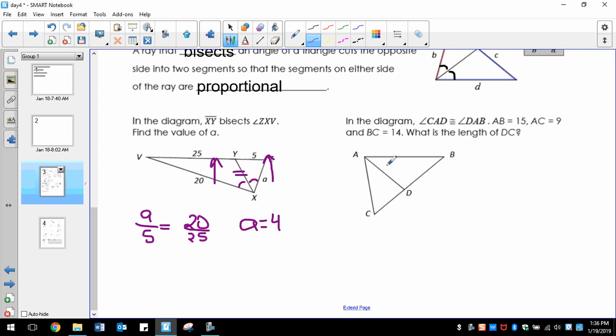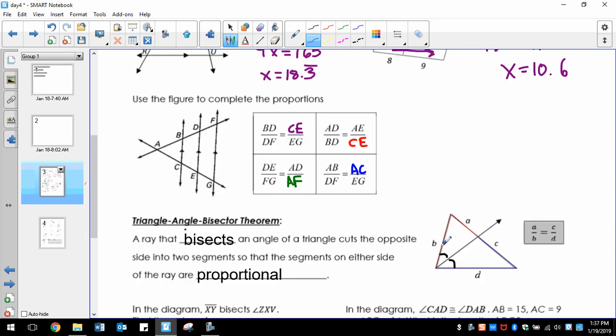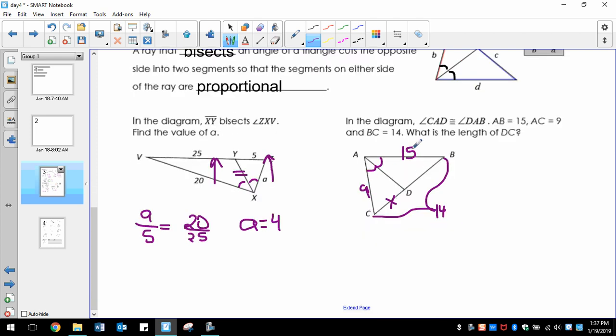Okay? And then this one, again, another example in the diagram, CAD is congruent to DAB. So there's your angle bisector indication there. AB is 15. ABC is 9. There we go. They tell you that this is 14. They want to know the length of DC. Now remember, just like in the side splitter question that we had up here, we had 1, 2, 3 of the segments labeled and not the fourth one. That's the same thing over here. We should have 1, 2, 3, 4 segments labeled. We have 1, 2, 3, and then not this one. We don't have a specific label for that.